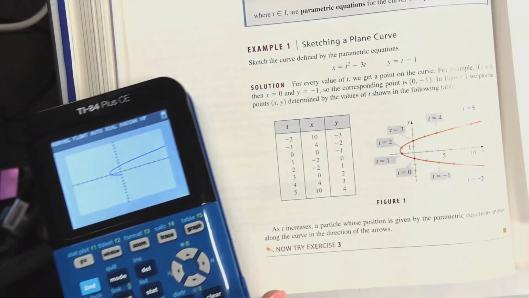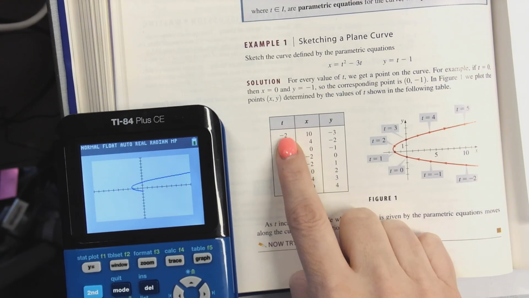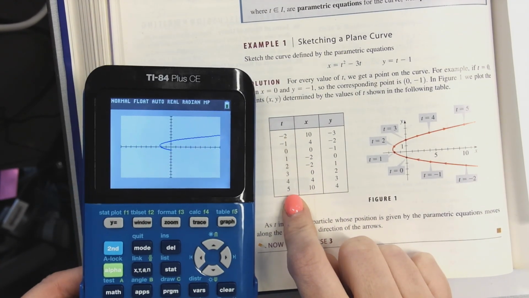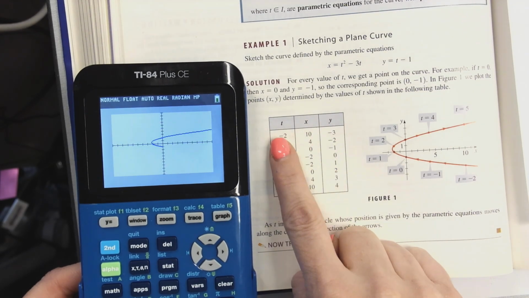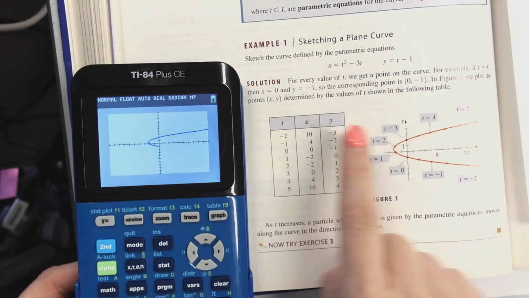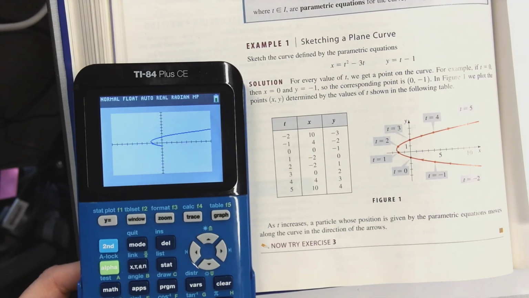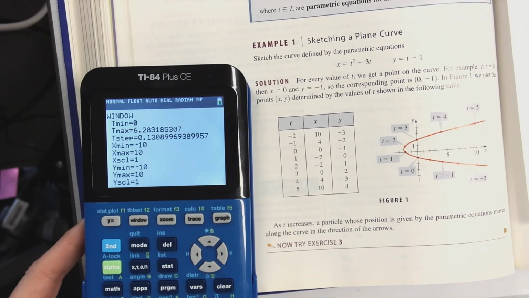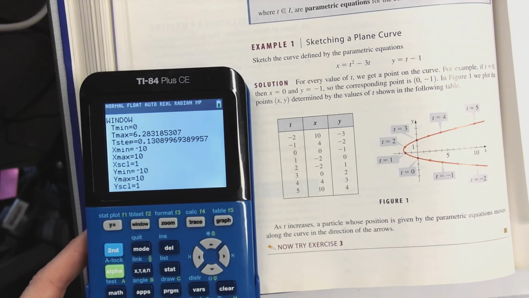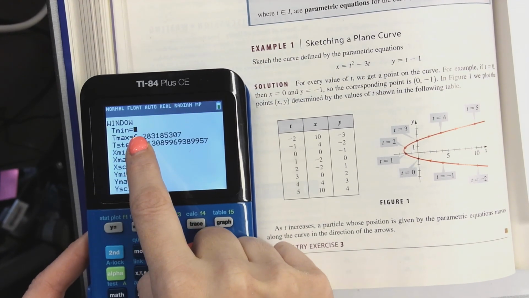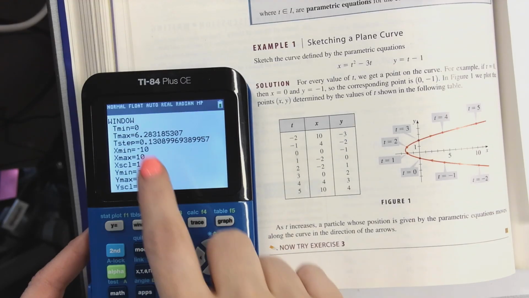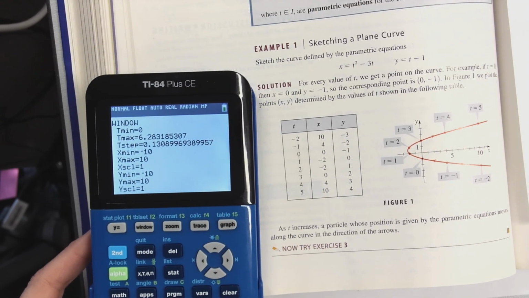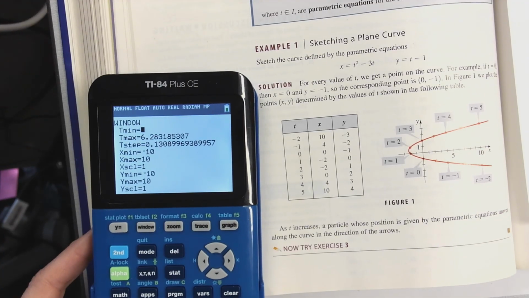Okay, if you look at the picture here, you have a table that has values of t. Then you have your x and your y. So if you want to see the full shape, you have to make sure that you have the right window. So if you go into your window, most of you probably have the T min 0 and the T max of 6.28. Do you guys know why you have that? It's to 2 pi. So it's the same thing as we had for theta.